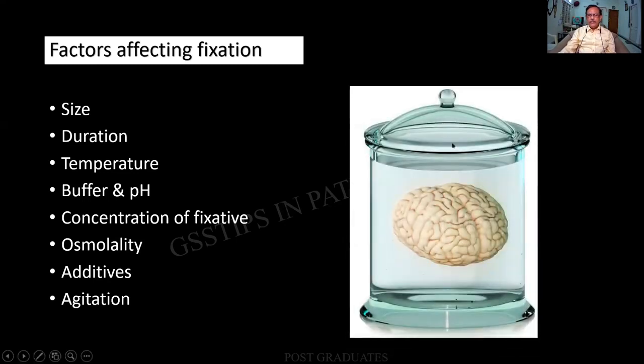Again, a superb diagram. This is called the brain jar, a suspended one. Please appreciate that all surfaces are exposed to the fixative. Sometimes you find that large specimens are allowed to rest at the bottom, as a result of which the bottom will not be fixed. We find that it has got a different stain. We call it a fixation artifact.